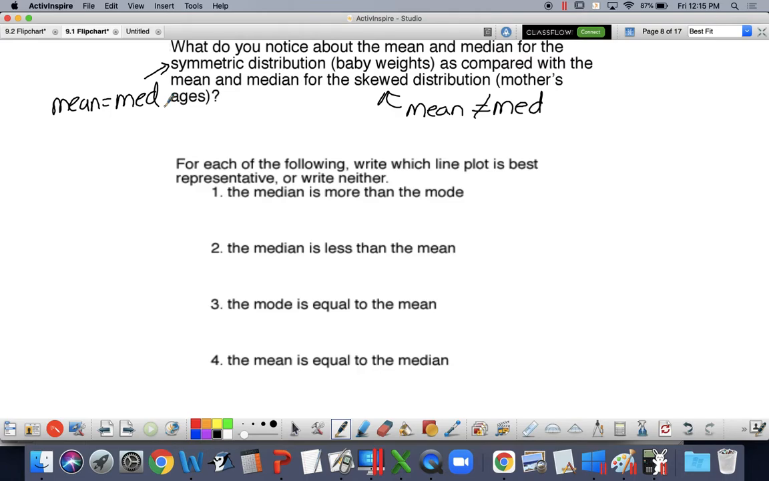So we're going to answer 4 questions, and the answer is either going to be mother's age or birth weight, based on the classifications here. So number 1, the median is more than the mode. Mother's age. I know you've got to look at the data in front of you. I don't have it up on the board right now. The median is less than the mean. Mother's age.